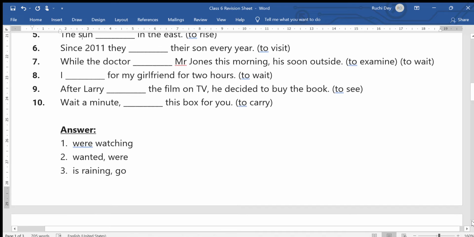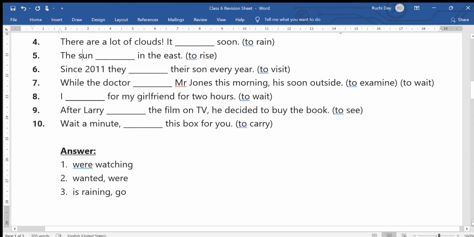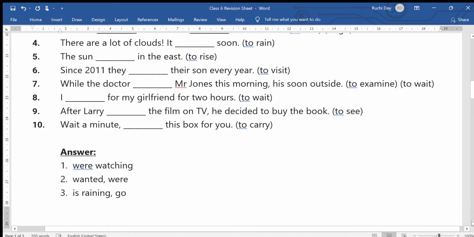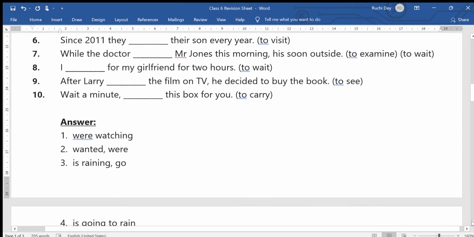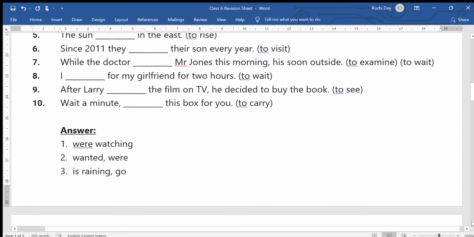Okay, the next one. The sun dash in the east. The word we need to put in is to rise. The sun rises in the east. There can't be any other answer to this one.